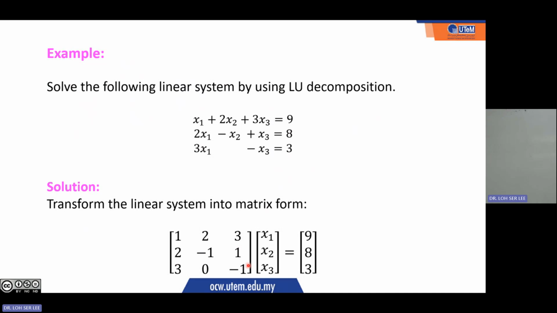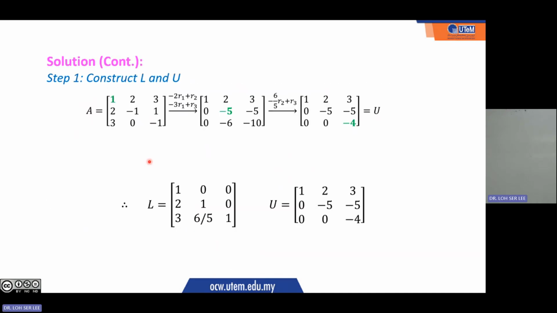Now we want to decompose this A into LU first. Row reduce until you get an upper triangular matrix. That is your U. Then find your L. First pivot, second pivot, third pivot. Then you get your L. So this is your L and U.